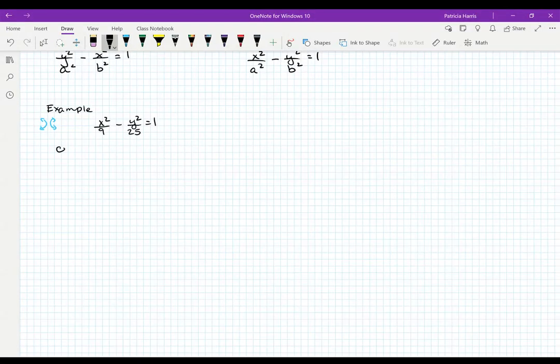Now, this particular hyperbola is going to have a center at 0, 0. So let's go ahead and write that down. Since the branches are left right, a squared is 9, and that means a is 3. Since it's left right, you're going to count 3 from the center in the left hand and right hand direction.